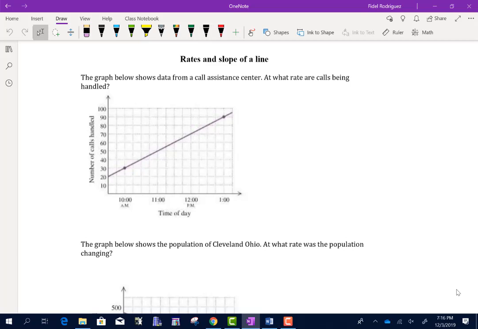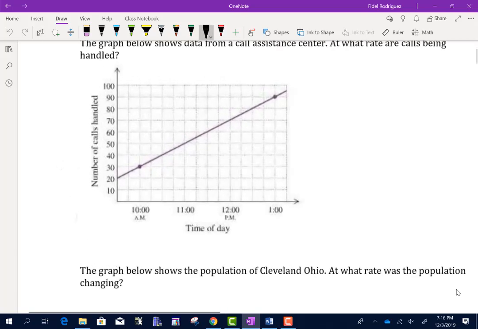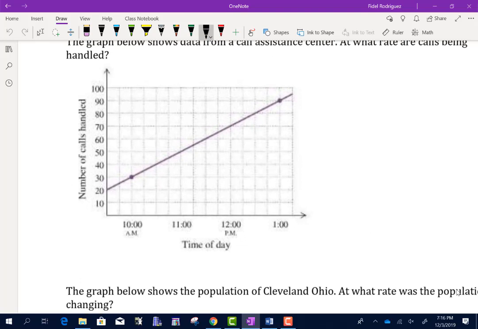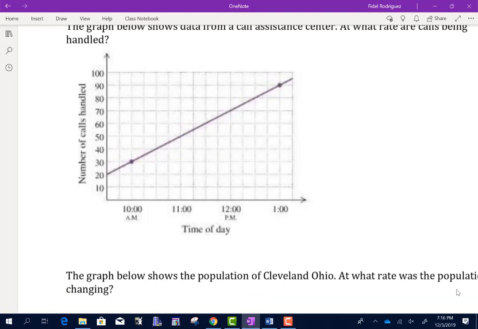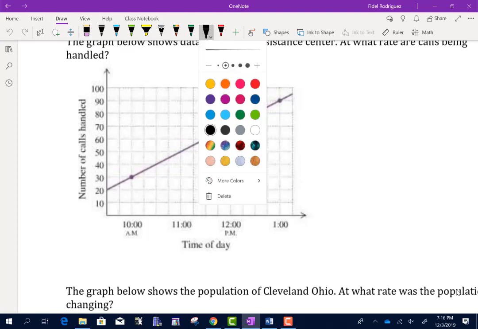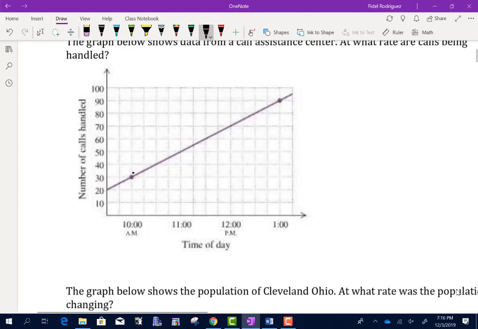So let's take a look here. Guys, what do you think this point right here really means? Okay, so what does this mean? At 10 a.m., how many calls had they received? 30 calls, right? Okay, so we're gonna go like this. At 10 a.m., they had 30 calls, okay?